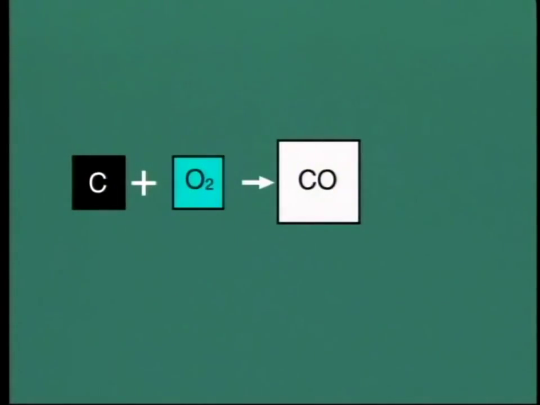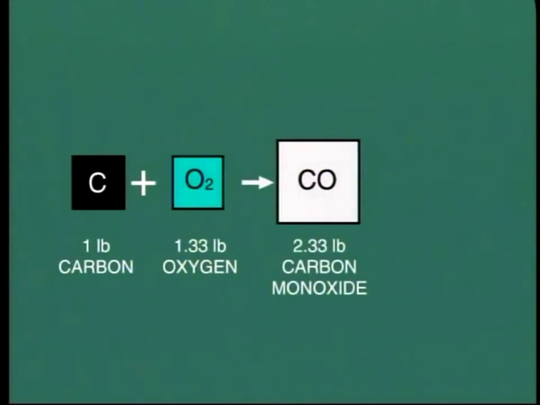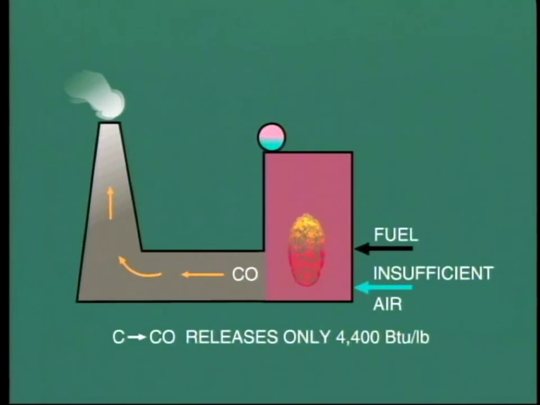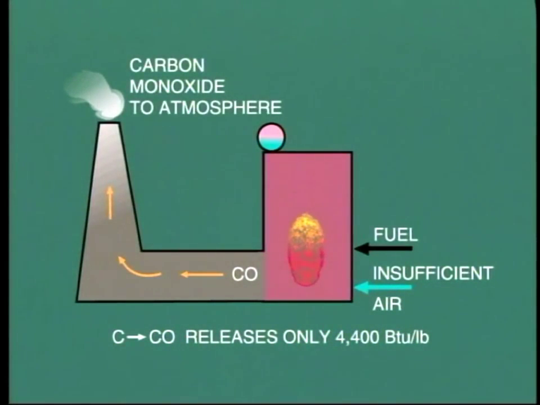Now, what is this about carbon monoxide? Well, another reaction calculation shows us that 1 pound of carbon plus 1.33 pounds of oxygen produces 2.33 pounds of carbon monoxide. In the process, it releases only 4,400 BTUs. This is less than 1/3 the amount of heat released by complete combustion of carbon to CO2. The implication of this is that where combustion is incomplete, we will have a certain amount of combustible gas, carbon monoxide, present in the flue gas. The consequence is a considerable heat loss up the chimney to waste.